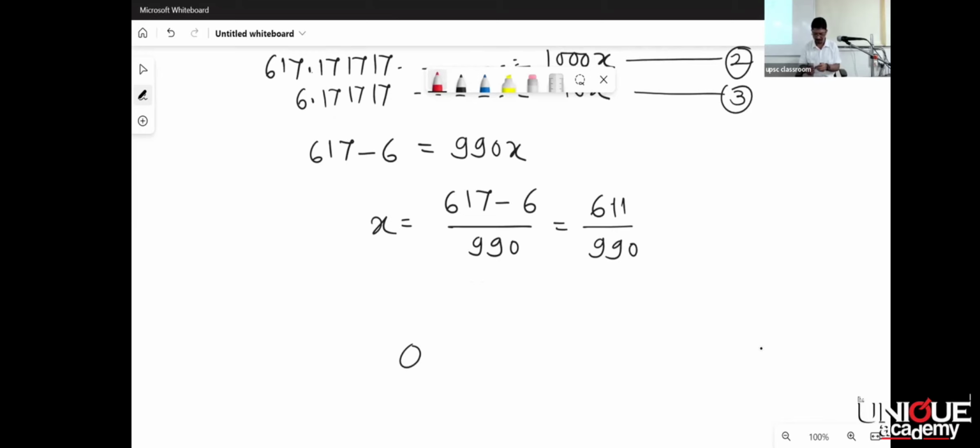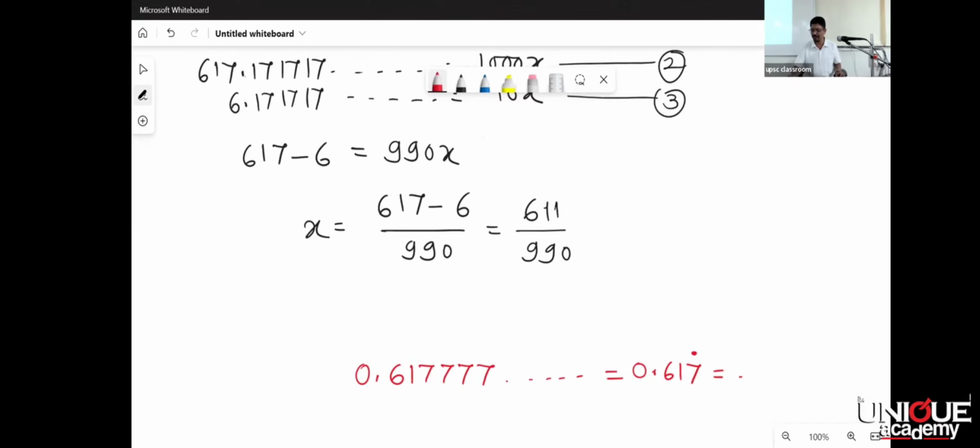So from the shortcut point of view, I would like to ask you an example. You can apply the shortcut: 0.61777 and so on. Here we have 0.617 and only 7 is recurring. Now tell me, what should be the denominator? 900. Are you getting it? Here, only one 9, because 1 digit is repeating again and again.